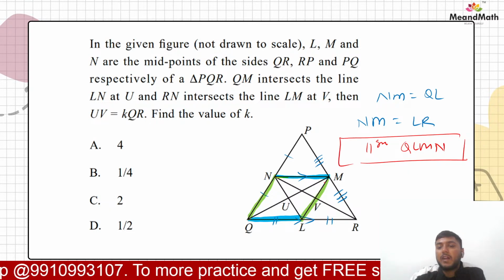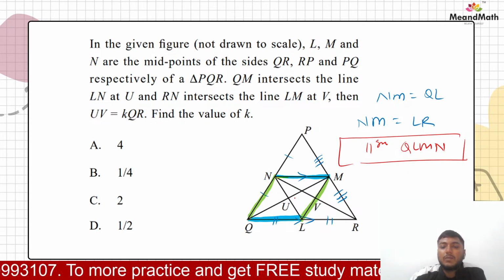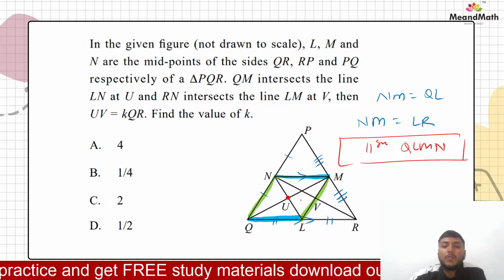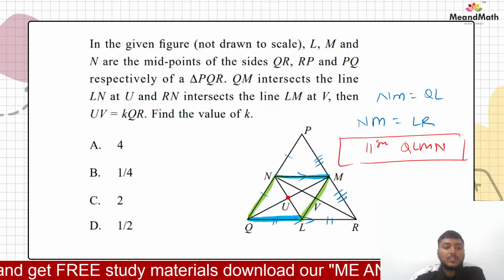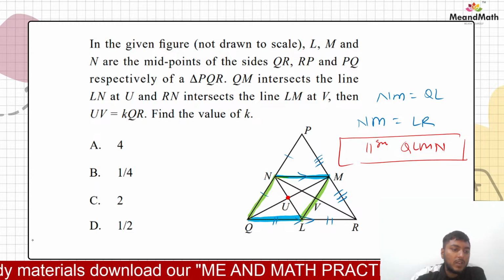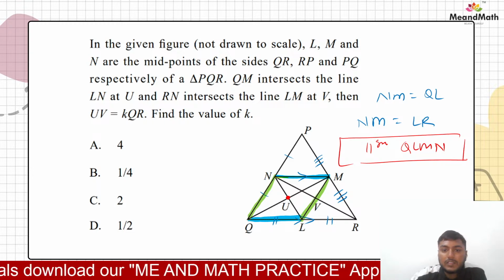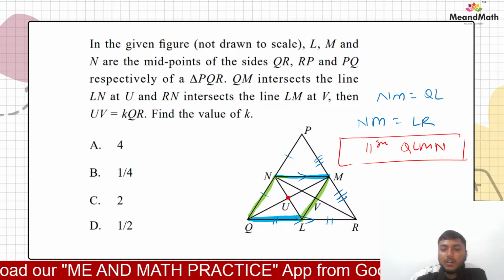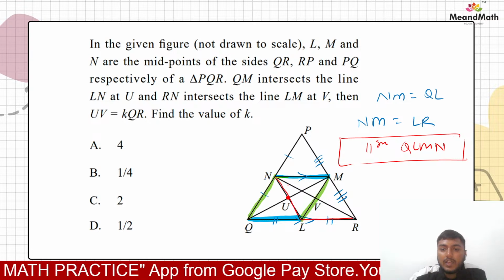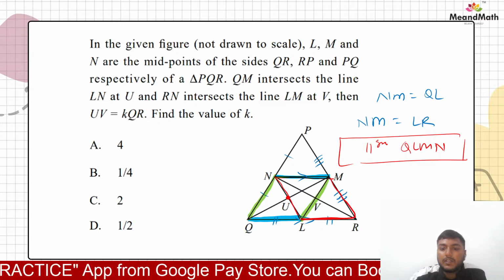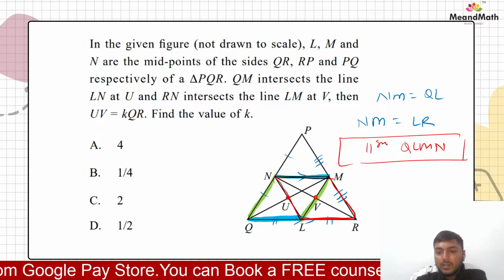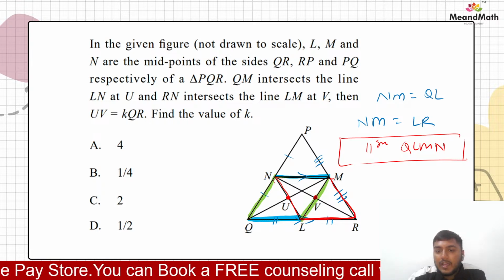And the diagonals of a parallelogram bisect each other. So this means U is the midpoint, right? Similarly, बच्चों, we can say that NMLR is a parallelogram, right? And the diagonals of a parallelogram bisect each other. So this means that V is the midpoint of LM, right?